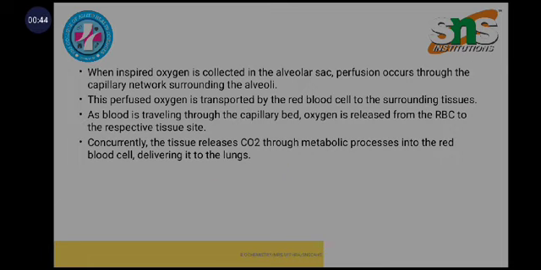When inspired oxygen is collected in the alveolar sac, perfusion occurs through the capillary network. This perfused oxygen is transported to the red blood cells and to the surrounding tissues, as the blood travels to the capillary bed. Oxygen is released from the red blood cells to the respective tissue sites. Concurrently, the tissue releases CO2 through metabolic processes into the RBC, thus delivering it to the lungs.